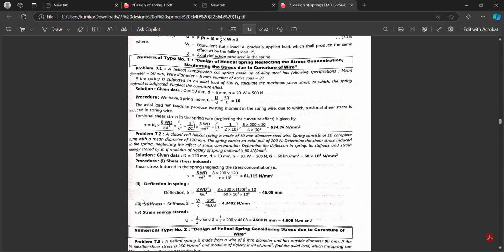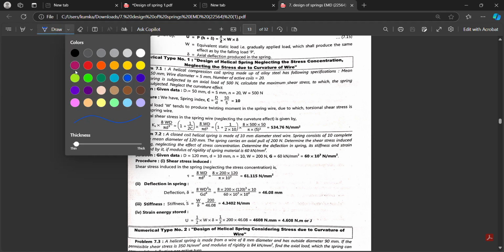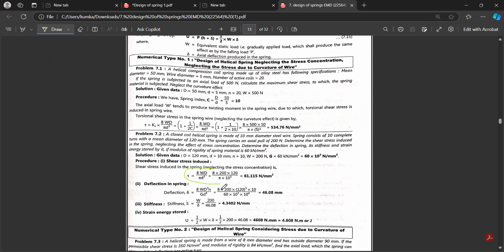You have to remember that all the formulas must be memorized. This is the formula for shear stress induced in the spring. This is the formula for deflection induced in the spring. Stiffness is given by the load upon deflection, and strain energy stored in the spring is given by 1 by 2 W into deflection. These first three problems are very important.